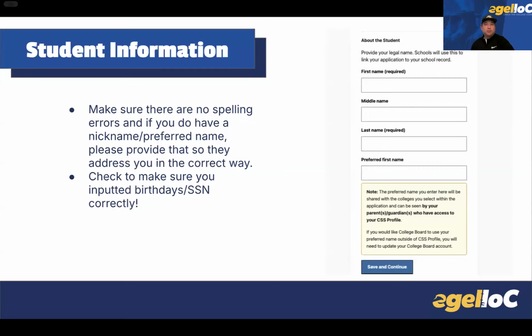If you have a nickname or preferred name, go ahead and put that. You also need to make sure that you're checking your inputted birthdays and social security numbers. The reason I say this again is because everyone is so used to their telephone keypad. Your telephone keypad and the keypad for the numbers on your computer are actually backwards, so you need to make sure you're typing in the right number as you do it. Same thing with your birthday.